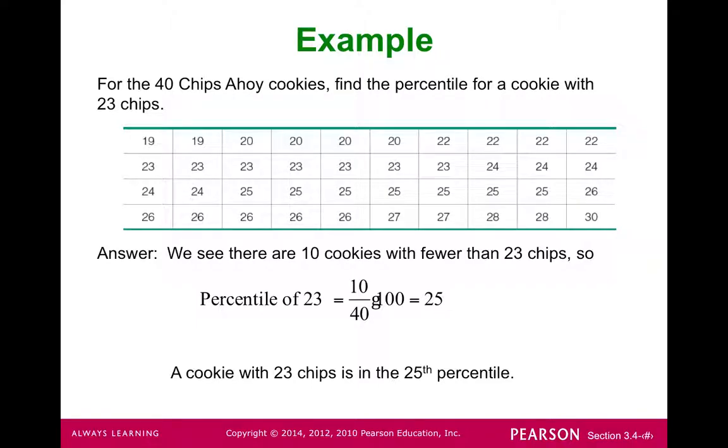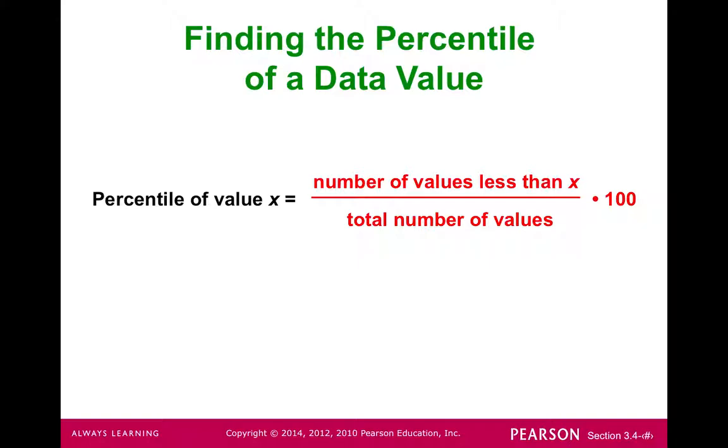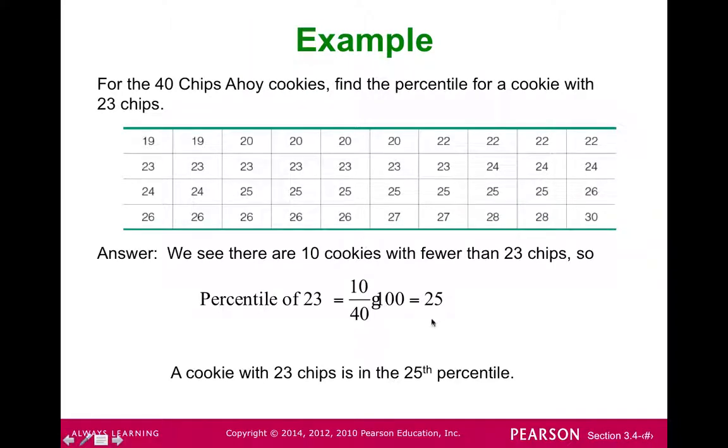So let's look at this example. For the 40 Chips Ahoy cookies, which are listed here, so there's 40 in this table, 10 in each row with 4 rows, we're going to find the percentile for a cookie with 23 chocolate chips. So the first thing we need to do, based on this formula here, is we need to know the number of values that are less than our x and then divide them by the total number of values. So if 23 is our x, we're going to count how many are less than x. 1, 2, 3, 4, 5, 6, 7, 8, 9, 10. 10 values that are less than 23.